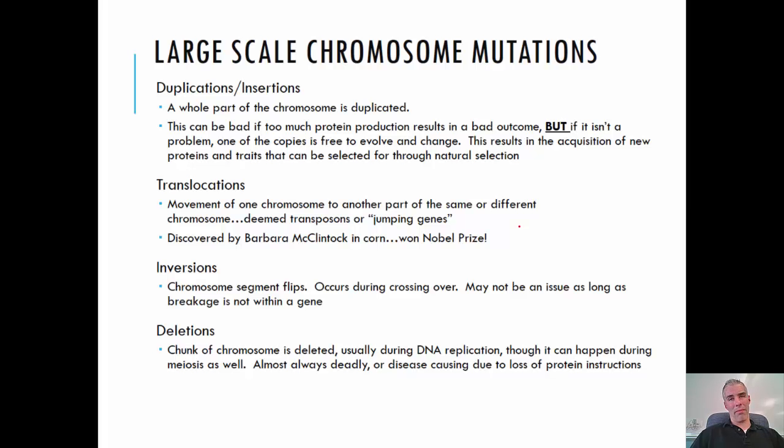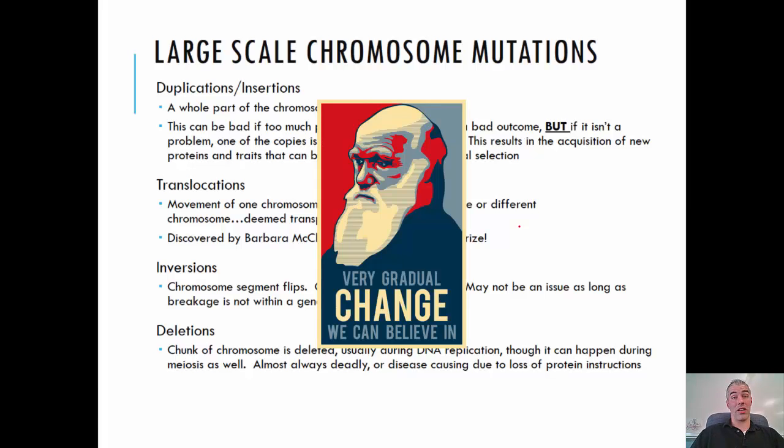But if it's not a problem to have these extra genes and maybe producing a little bit of that extra protein, what's neat about it is these genes are now free to evolve because we actually have an extra copy of these. It's not going to cause any issues. And this can result in the acquisition of new traits. Sometimes those traits are beneficial, and those new traits will actually be selected for. So you can see how this can kind of lead into the process of natural selection and evolution as well.